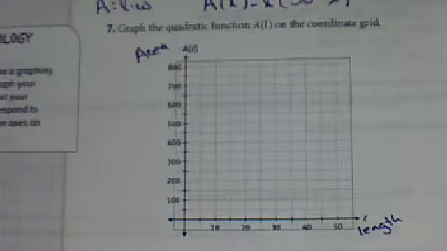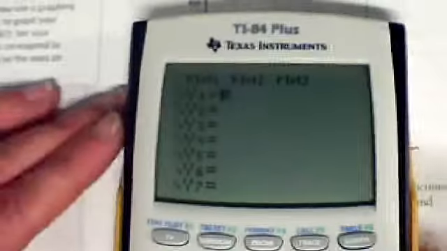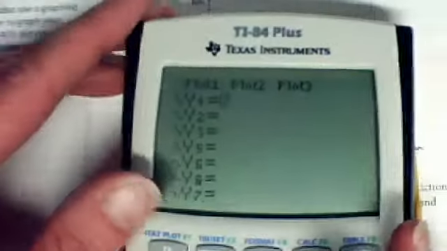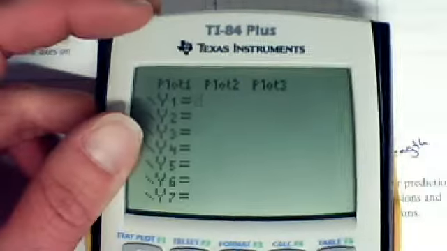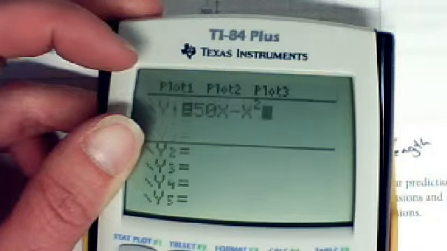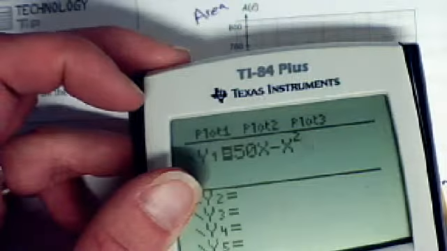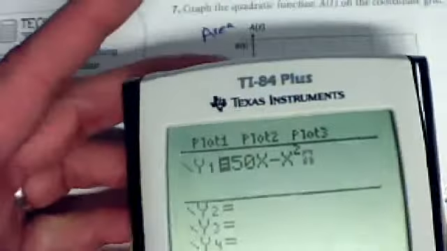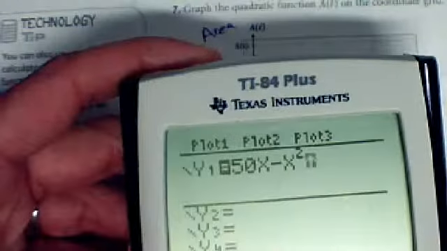All right. So, under my y equals, I can't do an L, but I can do an x. I could do 50x minus x squared. I could have just done x times 50 minus x also. And I want to look at the table so I can have points to plot.